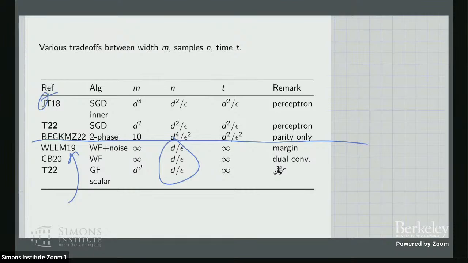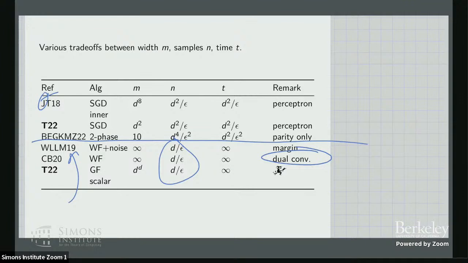Chizat and Bach used just regular Wasserstein flow on an infinite width network, but they used what I would call super infinite width. So it wasn't just infinite width. They need the nodes to cover the sphere forever. They need the weights to be supported on the sphere for all times t. So it's not enough to have exponential width at the beginning, because then you can rotate away. It needs to be covering the sphere for all times t.